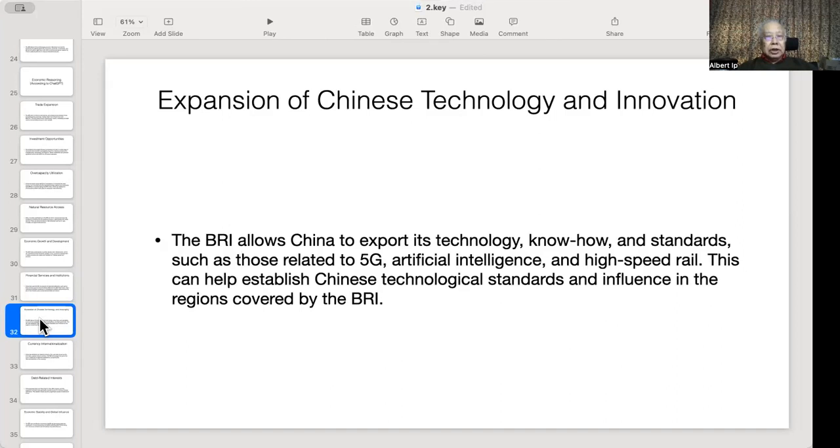Expansion of Chinese technology and innovation. With exporting products, companies can make more profits, and these profits can be used in R&D, research and development, and hence provide the economic support for further technology and innovation development.